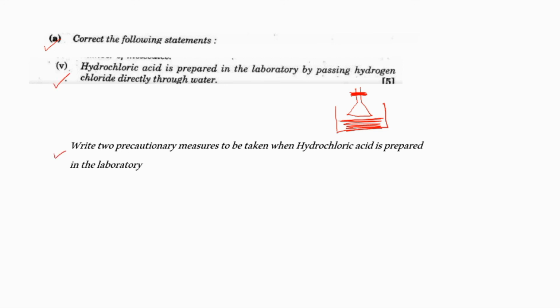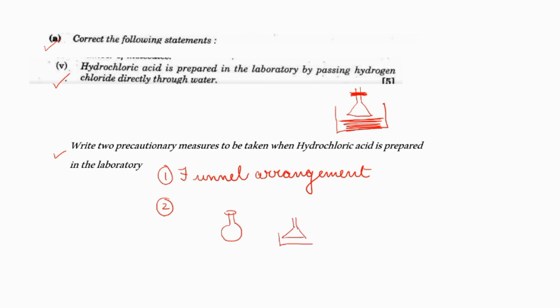Read the next one. Write two precautionary measures to be taken when hydrochloric acid is prepared in the laboratory. One we have already discussed. What is that? That is nothing but the funnel arrangement. They are asking two precautionary measures. What about the other one? We had discussed that also. Do you remember? In between the main reaction apparatus and the funnel arrangement, we will keep an empty flask. What is that flask known as? It is known as an anti-suction device. So by using this anti-suction device, we can prevent the accidents that may happen while preparing hydrochloric acid. So these two points you should remember.